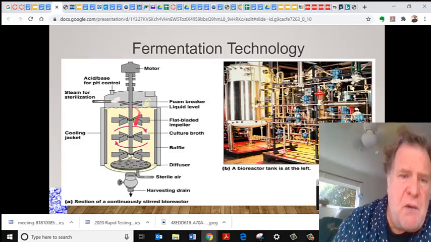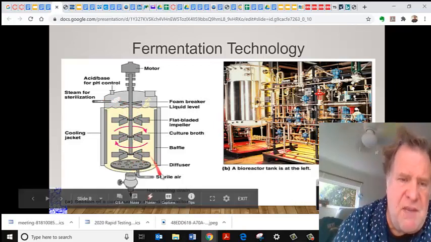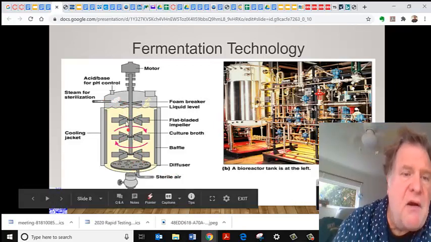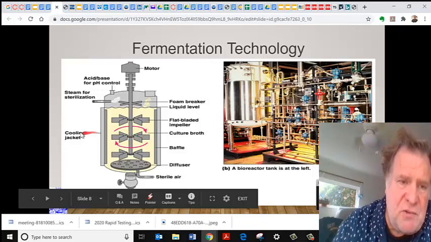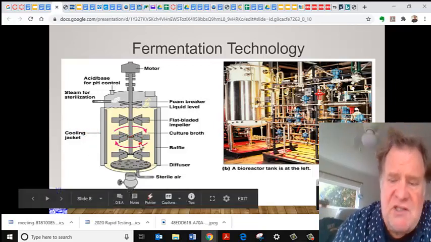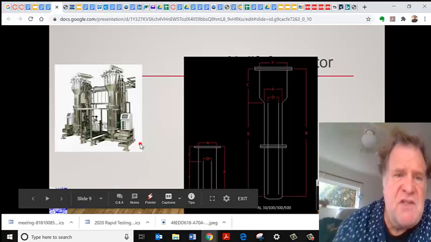This is what we call a tank, and we can impel, mix, put sterile air in, feed the microorganisms, and pull sterile air out. There will be some materials in here due to metabolism. We'll see some heating in this material. We can use a cooling jacket to control the temperature inside.